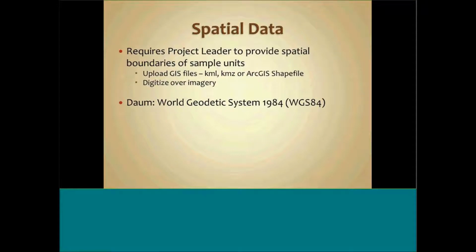When you're setting up a project, you do have to provide spatial information on your sampling units, and that requires the project leader either to upload some form of a GIS file, either KML, KMZ, or an ArcGIS shapefile, or you can go in through the system and actually digitize boundaries over imagery directly within the system. One point, if you're uploading data, just notice that I can't spell, the datum for your GIS upload should be WGS 84. Okay.